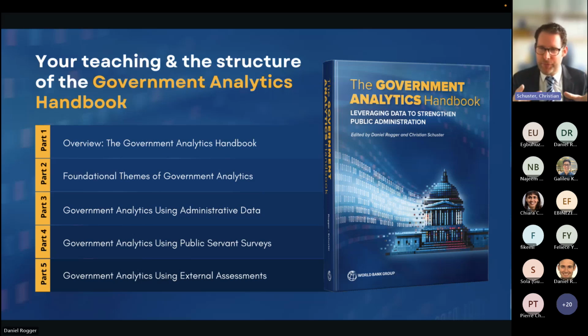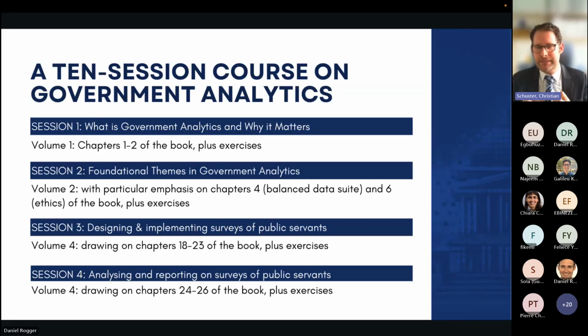Now, the course loosely follows this structure, but gives a little bit more early pride of place to surveys of public servants, largely because it's the data source that is typically most intuitive to participants. Everyone in their life will have completed a survey. It'll be easier. Many of them will have completed even a survey of public servants. It's easy for them to relate to that before you then go into data sets such as procurement data or payroll data that many participants wouldn't have had prior exposure to.